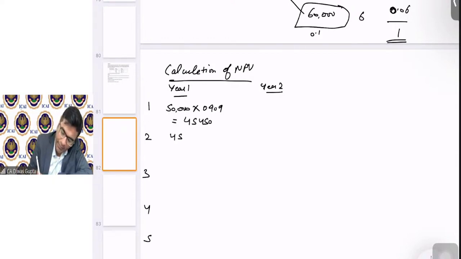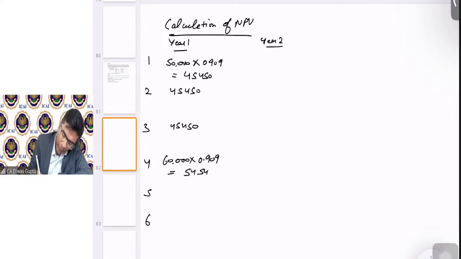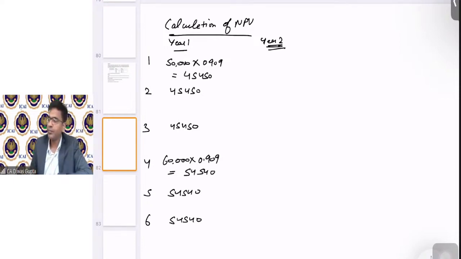It will remain the same for the first 3 paths, correct? First year present value of cash flow is this much. Then second year second possibility was 60,000, and again 0.909. This becomes how much? 54,540, 54,540, and 54,540. Now what about year 2?